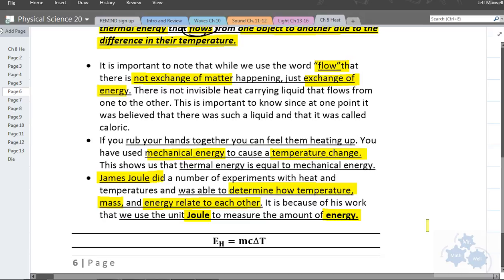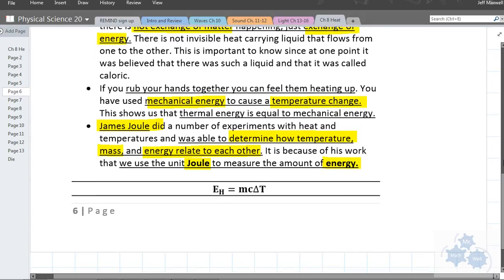Calories are also a unit to measure energy. Joules is more the international system. And this is what he came up with, this formula right here. Energy equals, and you just write this out, E equals mc delta T. The specifics of this are on the next page.